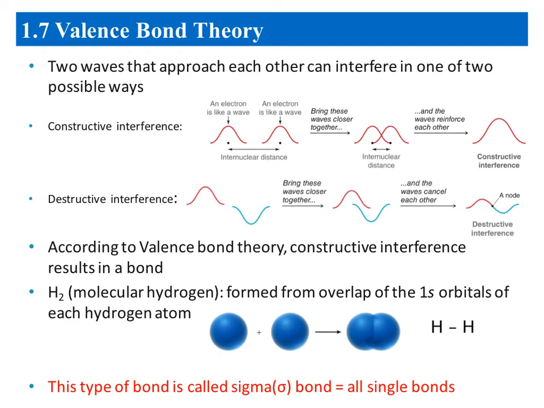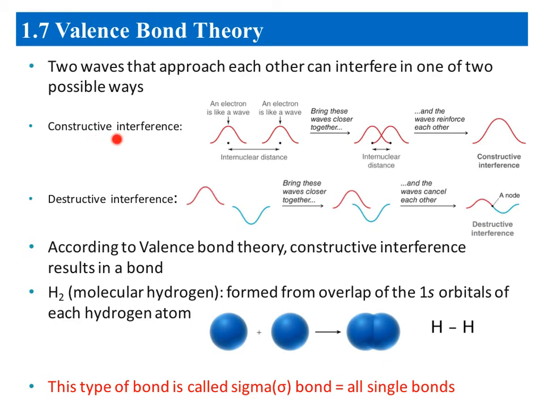If we consider an electron as a wave, then we can study what will happen when 2 waves interact with each other. In a similar way, we can study what will happen when 2 atomic orbitals overlap with each other. Because we know that electrons are not only dots on a paper, they are in atomic orbitals, and these atomic orbitals can interact with each other. So we have 2 types of interference here.